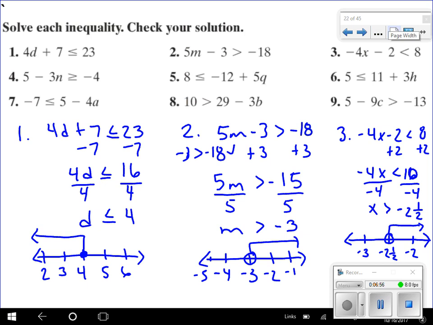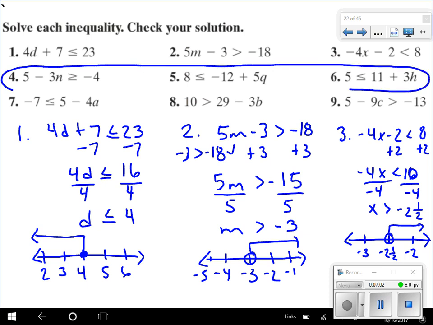So for ease's sake, I'm going to have you try 4 through 6 on your own. You need to be very careful to make sure that you flip your sign if you have a negative that you're multiplying or dividing by. Otherwise, the rest should be pretty self-explanatory. Don't worry about 7, 8, and 9 unless you want some more practice. Otherwise, once you have all your notes done, you can get them checked and have a wonderful day.